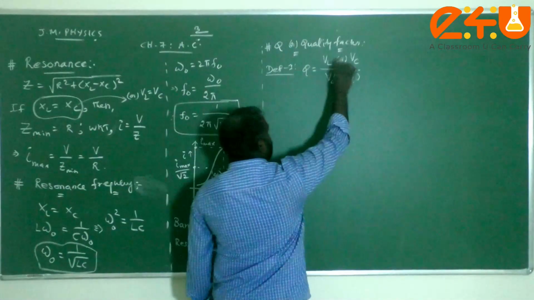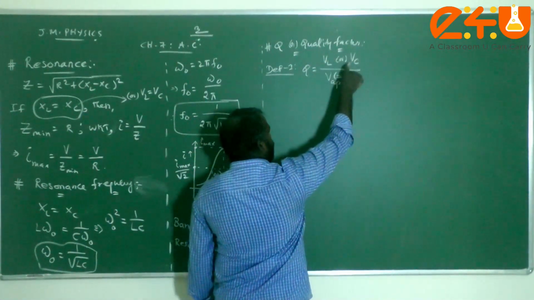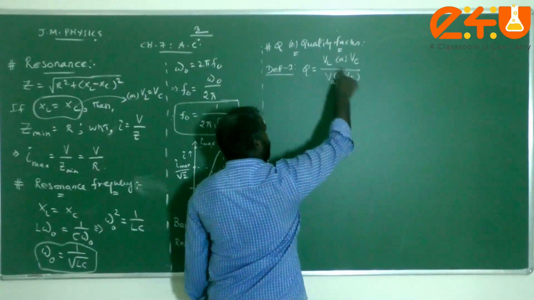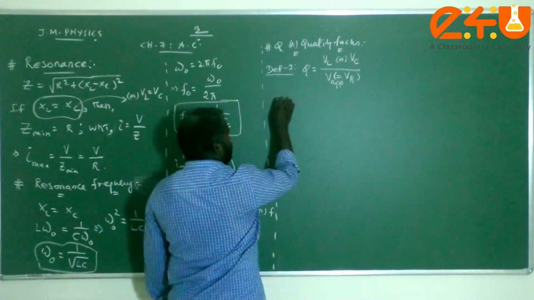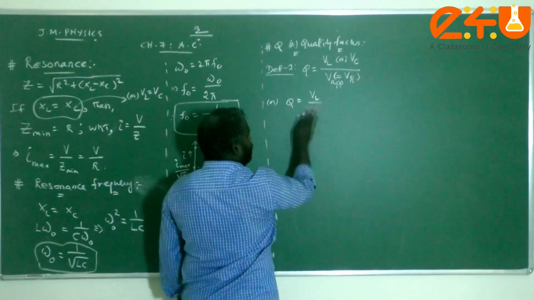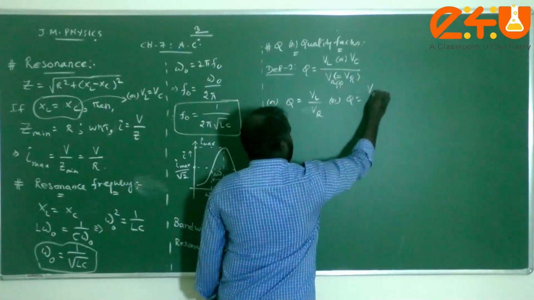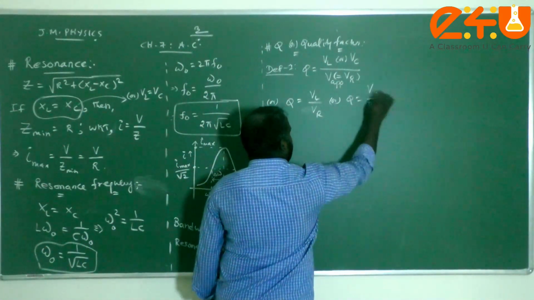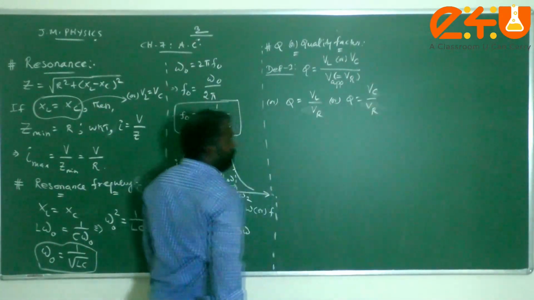So we can write in words, it is the ratio of the voltage across the inductor or the voltage across the capacitor divided by the applied voltage. This is the expression: Q is equal to either VL by VR, or Q is equal to VC by VR. So this is one kind of definition.